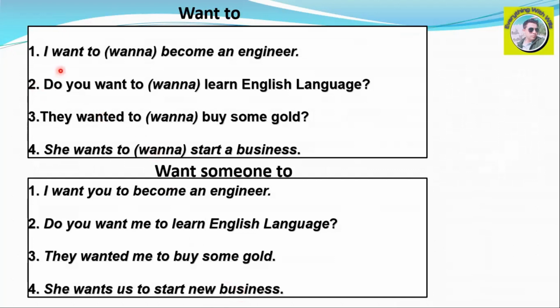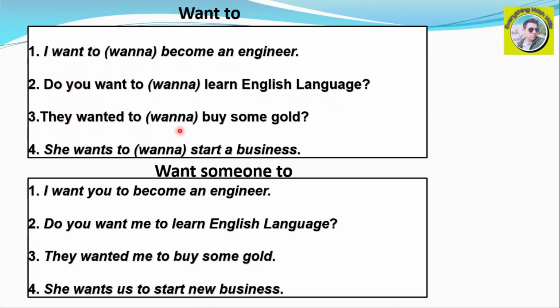Example number one: "I want to" or "wanna". As you know, the short form of "want to" is "wanna", so you can use that as well. I want to become an engineer. Here the subject pronoun I has the desire for himself, not for somebody else. Do you want to learn the English language? Here we are asking someone, using the subject pronoun you, about the desires of you for himself, not for others.